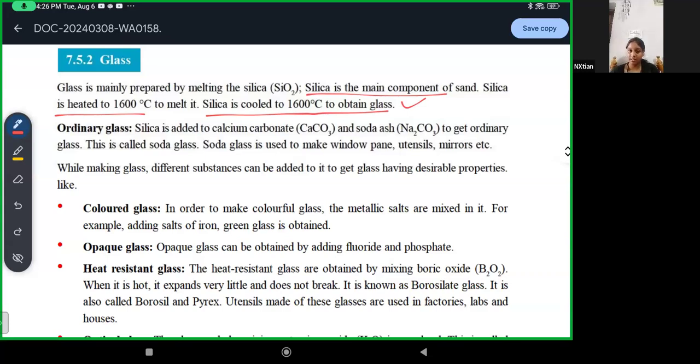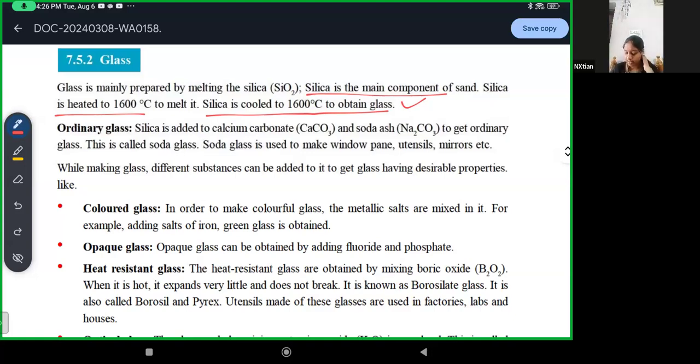Ma'am, how is silica cooled to 1600 Celsius? It has to be raised to 1600 Celsius, right? How can we cool to 1600 Celsius? Yeah, it's a mistake in the book, I think. Either they were going to write heated, or they must have forgotten to put a minus in the 6. So I'll see to what degree it's cooled down to obtain glass.